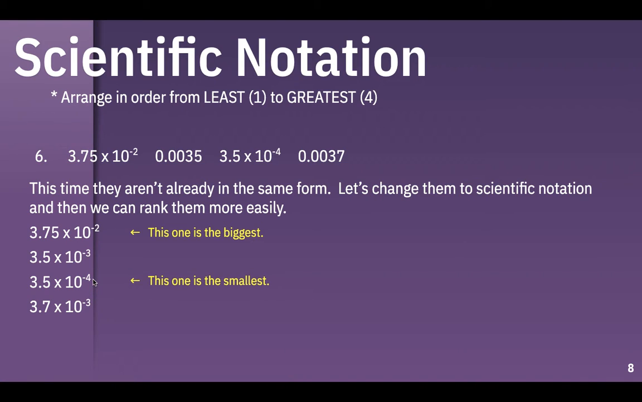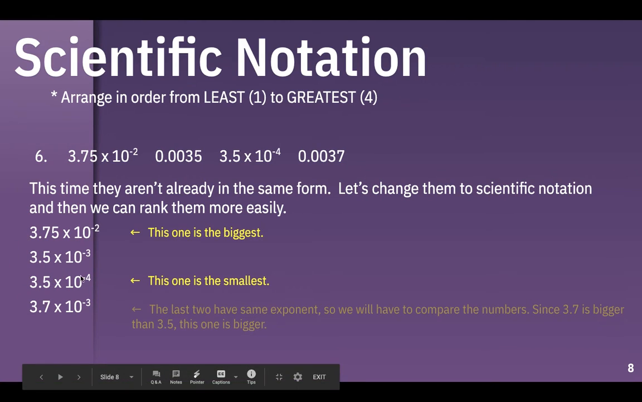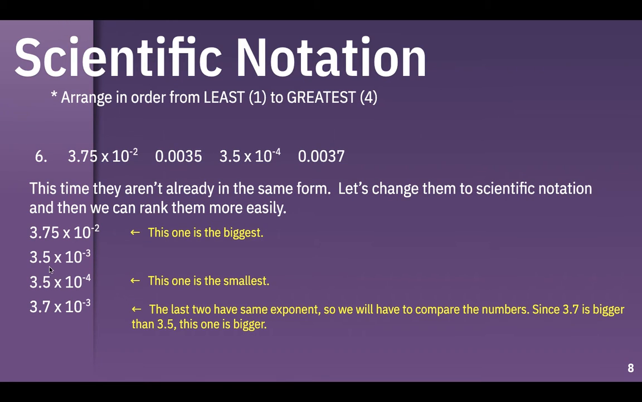Now, the little hang up we have to be careful with, we have 2 left that have the same exact exponent. So now we have to look at our number in front. So 3.5 and 3.7. The last 2 have the same exponent, so you have to compare the numbers. So 3.7 is bigger than 3.5. So 3.7 times 10 to the -3rd is bigger than 3.5 times 10 to the -3rd.